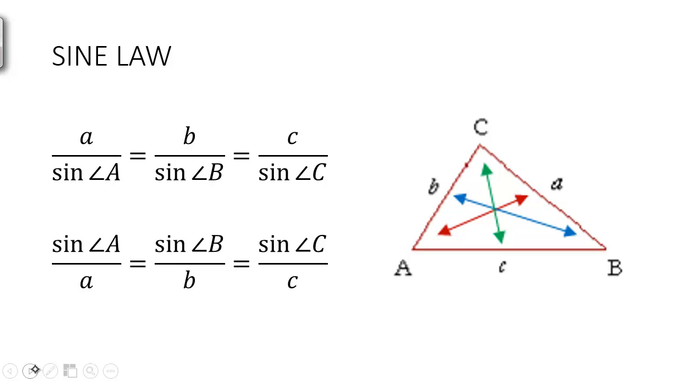So, to recap, the sine law can be seen as one of these two forms, either a to sine A, b to sine B, c to sine C, or you can flip them all around and you get sine A over a, depending on what's more useful at the time. It's not a big deal which one you go with.